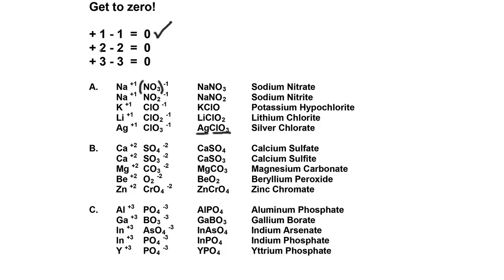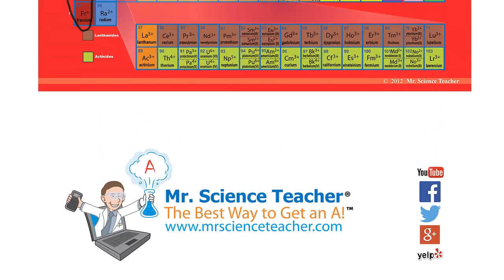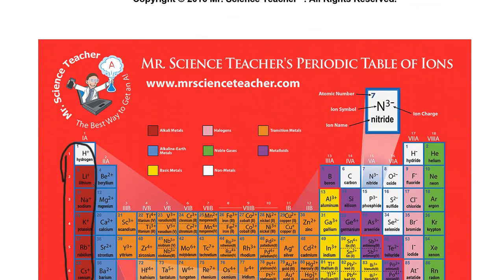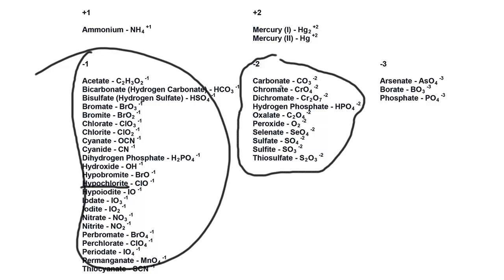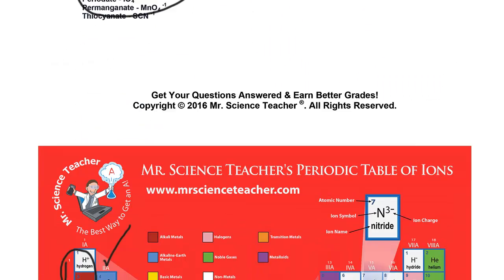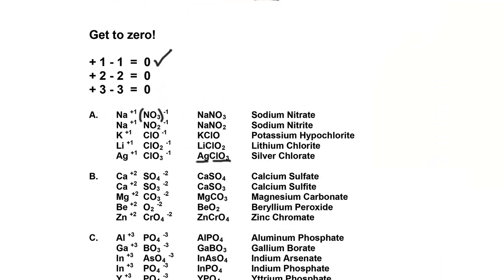Now what we're going to do is +2 -2 equals 0. So again, go back to your periodic table of ions. Go to the +2 column right there. Get your +2. Any one of them. Doesn't matter which one. Then go to the polyatomic ion table and pick any of the -2s. So you have a +2 and a -2. Just slap them together. Any combination you want. You just go ahead and do it.